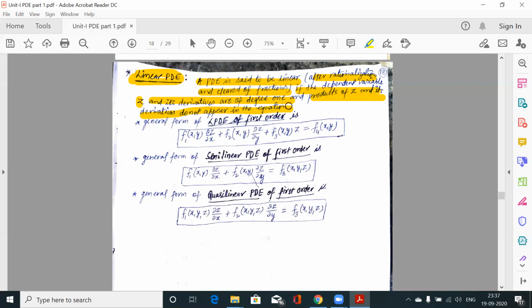And what is degree? The power of the highest order derivative of the differential equation. And no product of the dependent variable and derivatives is appearing in the equation. So no product is there, the maximum power of derivatives and dependent variable is 1, then it is a linear PDE, first degree PDE. Linear PDE we write as LPDE, linear partial differential equation. So the general form of LPDE of first order.